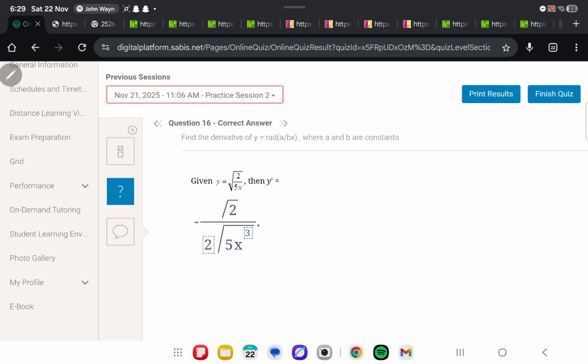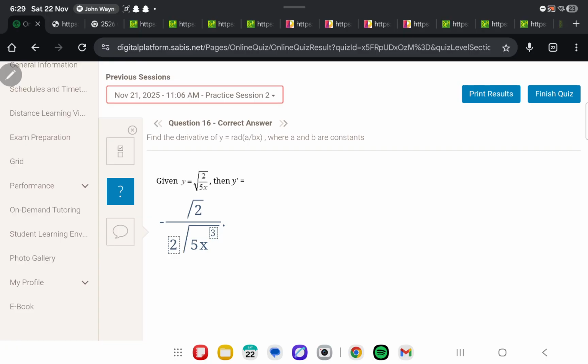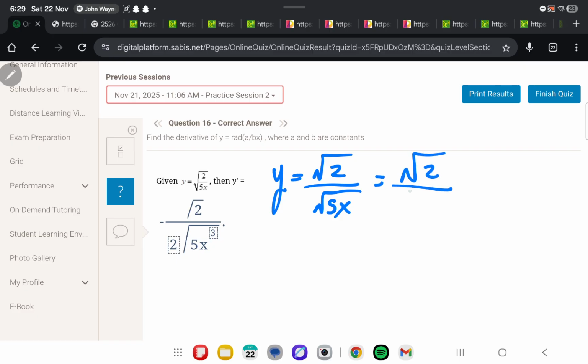Question 16. Very similar concept again. They just love testing this concept. I don't know why. So y is equal to radical 2 over radical 5x. Okay? Now, separate this down. So you're going to get radical 2 over radical 5 into, straight away write it as x to the power of half.